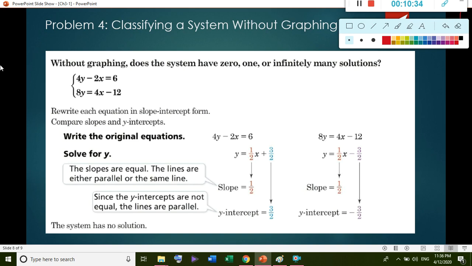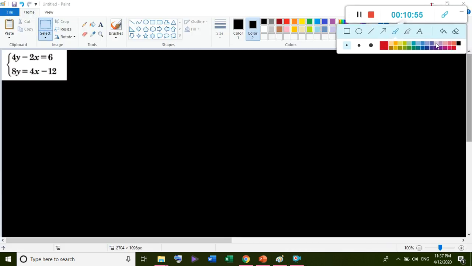Let's go to the first problem we have here for this idea. Without graphing, does the system have 0, 1, or infinitely many solutions? They're asking if the system here is independent, dependent, or inconsistent. So let's solve it together. How are we going to know? First of all, we're going to change each equation into the slope-intercept form, which is y equals mx plus b, so we can compare the slopes and the y-intercepts of each equation.